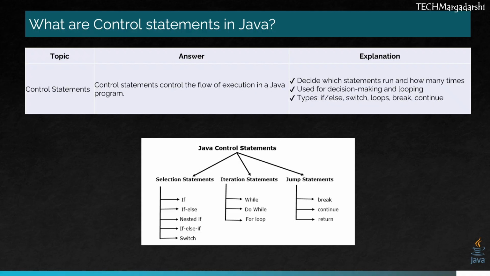In Java, control statements are broadly classified into selection statements like if else and switch, iteration statements like for, while, and do while loops, and jump statements like break, continue, and return. Control statements are essential for writing logical, dynamic, and real world Java programs.